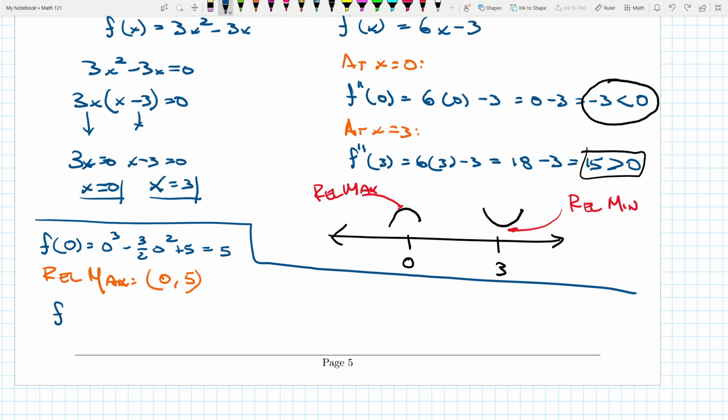And on the other hand, f, oh not prime, just f evaluated at 3, this will be 3 cubed minus 3 halves times 3 squared plus 5. Oh, this one will require a few more calculations. Well, I have to do this by hand. I don't have a calculator on me. That's 27 minus 27 halves plus 5. Okay, so let's do this over 1 and multiply. So that's 27 times 2, that's 54.